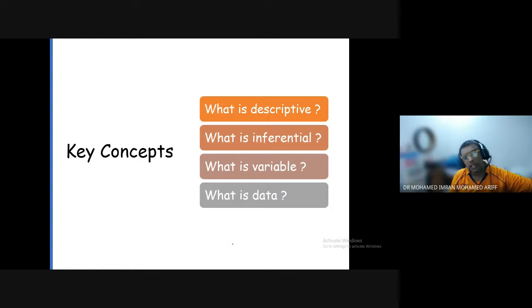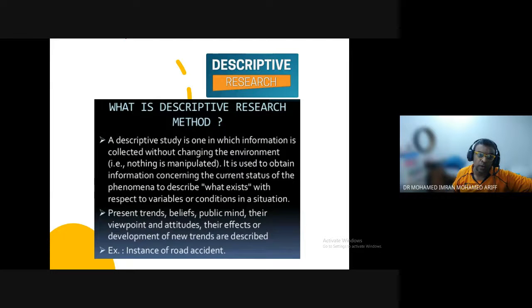Alright, so next let's go into descriptive analysis or descriptive statistics. So we are going to cover what is it, what is differential, what is variable, what is data. Okay, data and variable saya akan overlap one another so we can understand a bit more detail. What is descriptive?